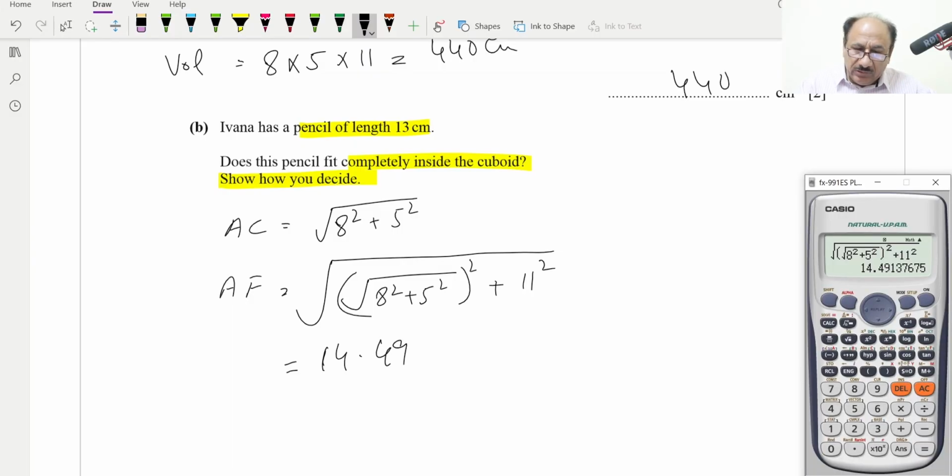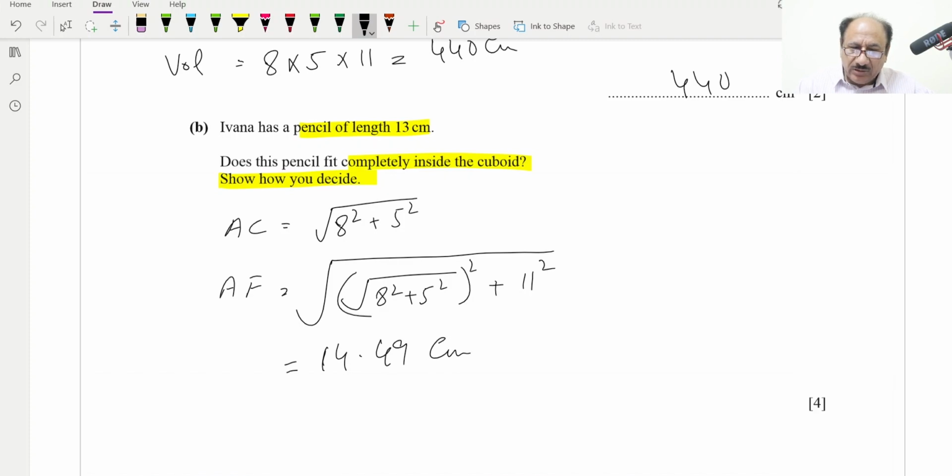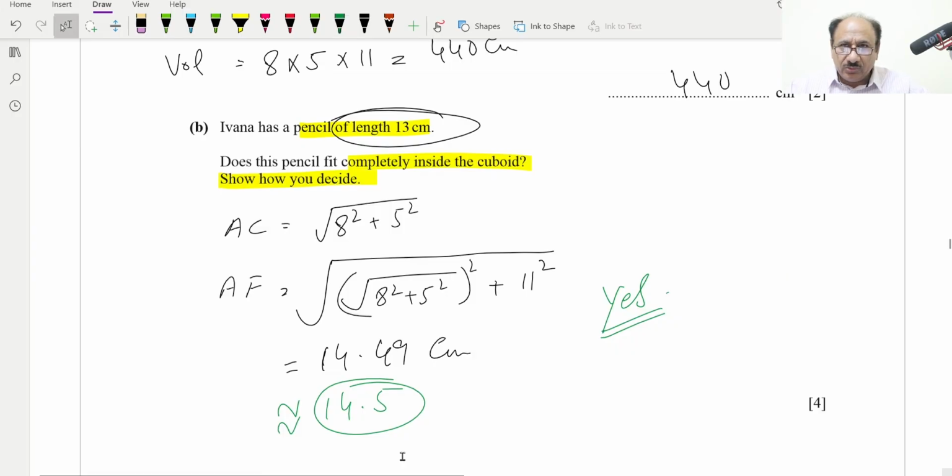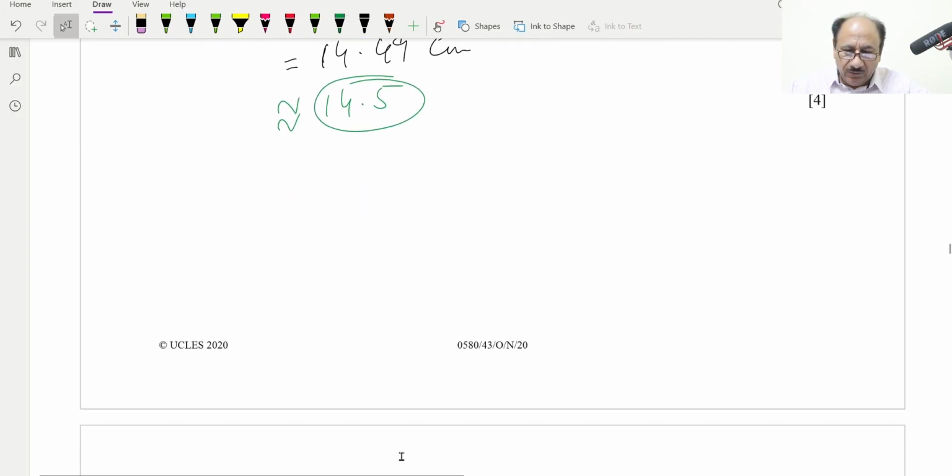14.49, yes, this will be in centimeters, and the pencil length they have given is 13. So our answer will be yes. We can accommodate that pencil because this is approximately 14.5, which is greater than the length of the pencil. Hopefully you understood this question well.